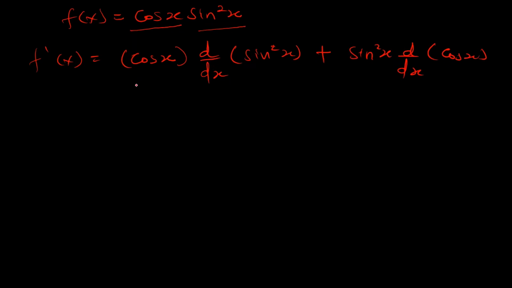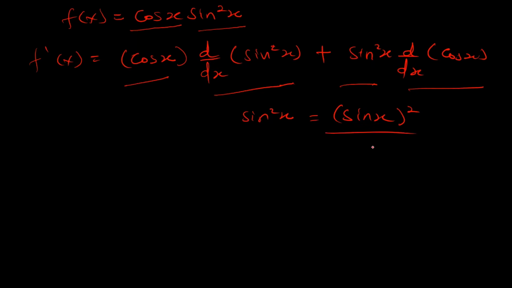So you hold cos x, we differentiate sine squared x, we hold sine squared x, and differentiate cos x, right? Okay, so now let's notice something here. We have sine squared x here, so you're going to differentiate sine squared x, but you have to know that sine squared x can also be written in the form sine x all squared. So we have to use the chain rule to differentiate sine squared x. So when we use the chain rule, we are going to get something like this.